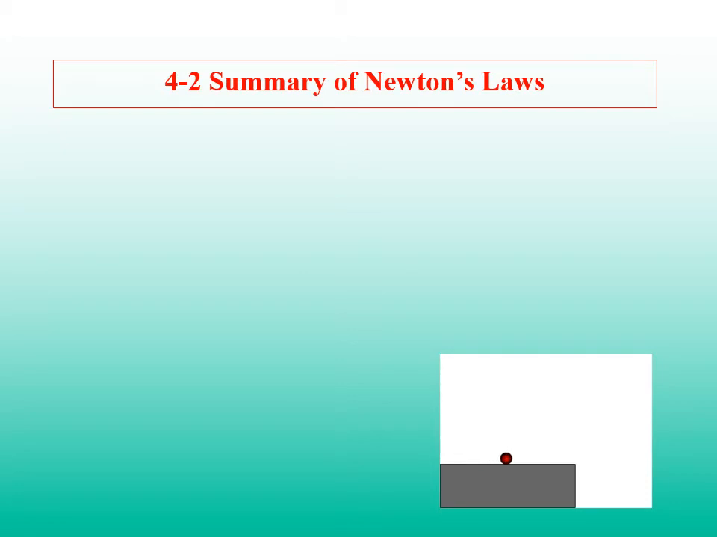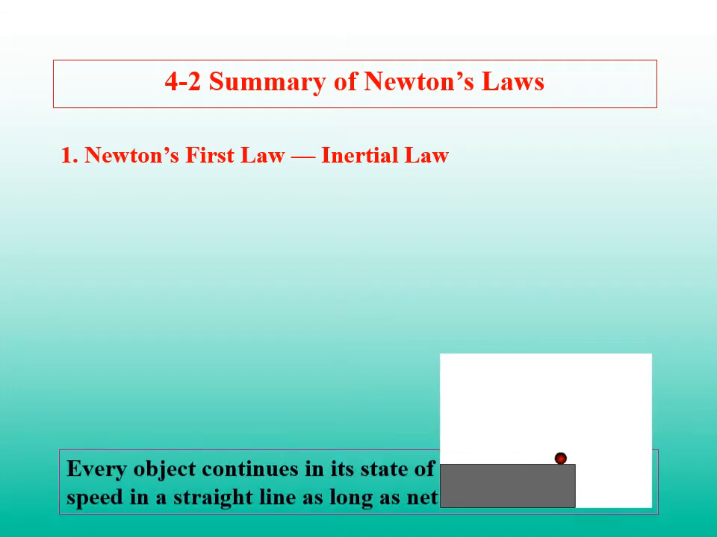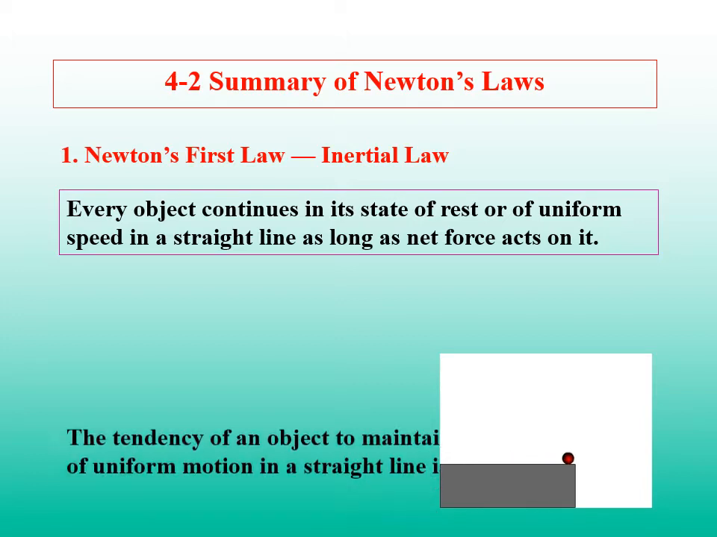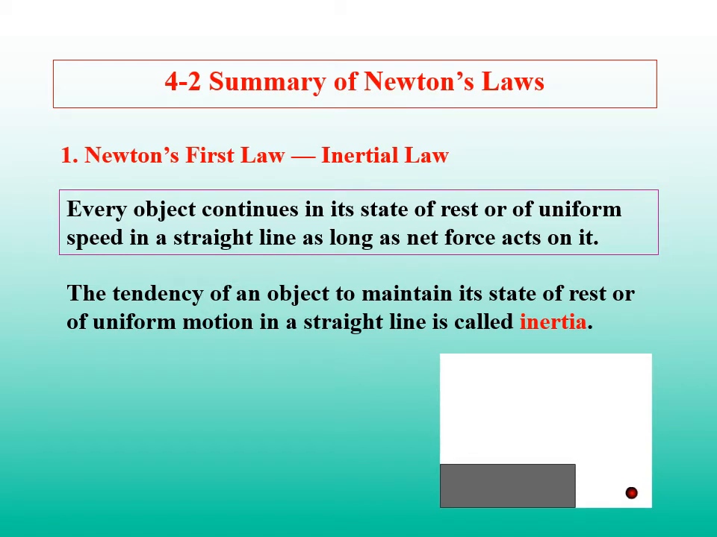Section 2. Summary of Newton's laws. Newton's first law of motion is close to Galileo's conclusion from his observations of motion. It states that every object continues in its state of rest or of uniform speed in a straight line as long as no net force acts on it.